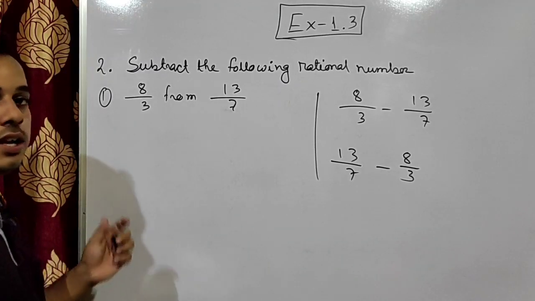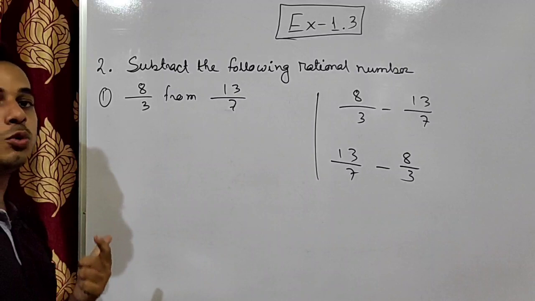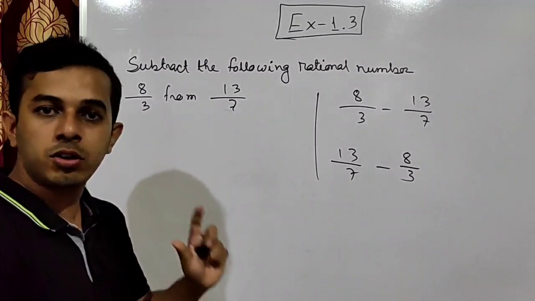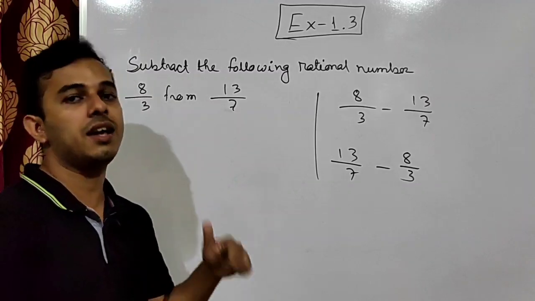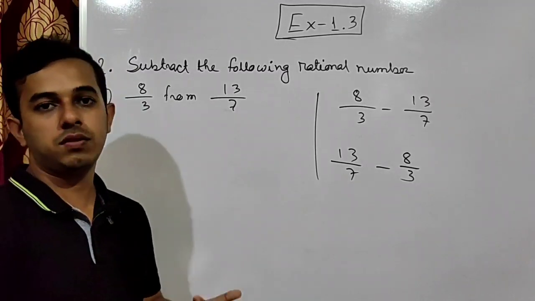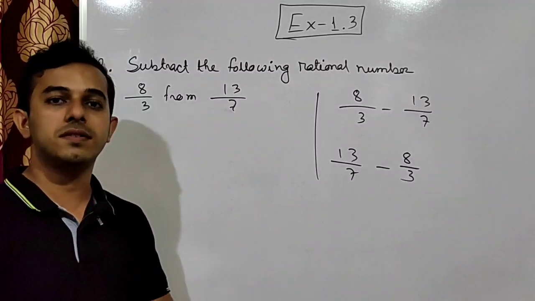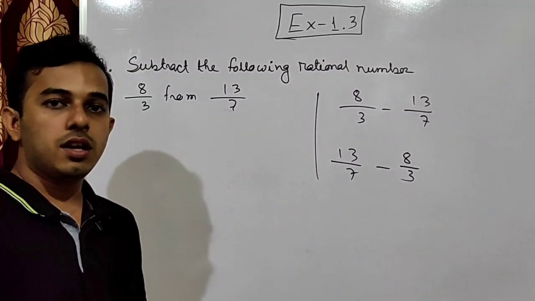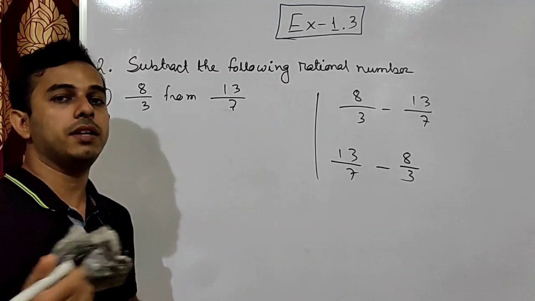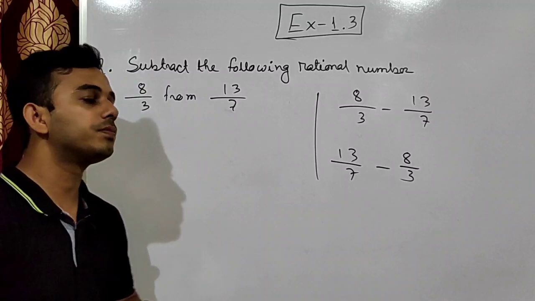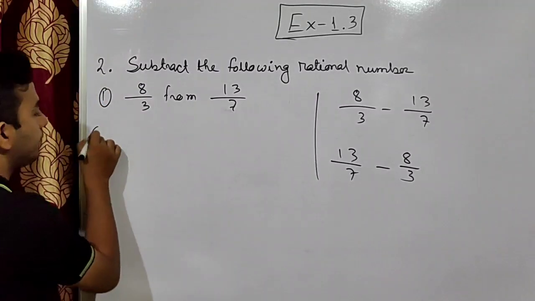So same as earlier, this can also be solved in two ways. The first way is to directly make the denominators the same. The second is the usual way which we have been solving since class 5, 6, 7, that is by taking the LCM and then subtracting. So let's start.